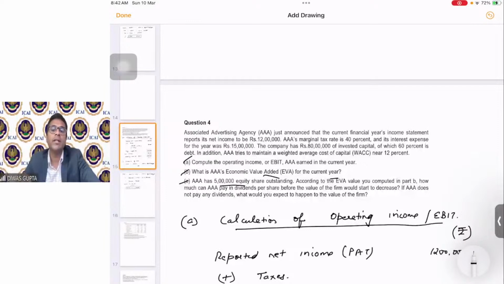The next part is, if AAA does not pay any dividends, what would you expect to happen to the value of the firm? Simple, it will increase. Why? Because the EVA is better, right? The EVA is higher. That implies that the business is earning more than what is needed. So it will continue to earn more, then invest more, earn more, invest more, so that the future growth is going to be higher. Okay.